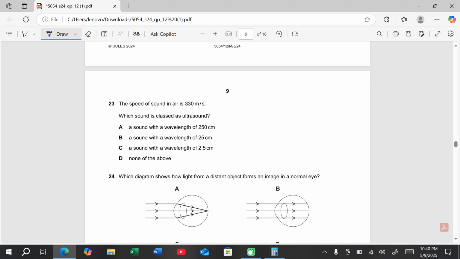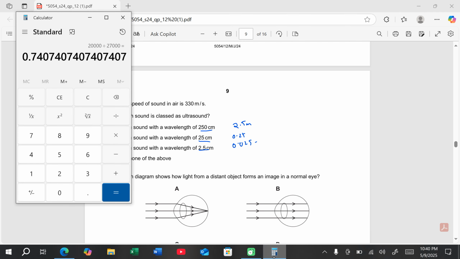The speed of sound in air is 330 meters per second. Which sound is classed as ultrasound? Now the problem is a sound with a wavelength of 250. So let's convert all of them into meters. So this is 2.5 meters, this is 0.25 meters, this is 0.025 meters. Let's divide this and check out the frequencies of these.